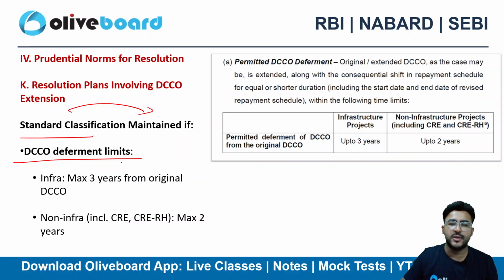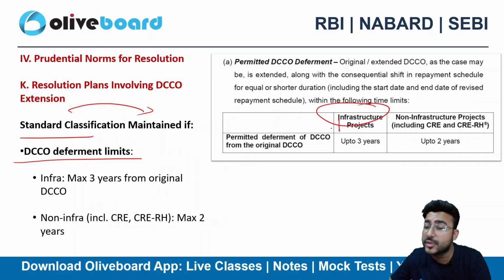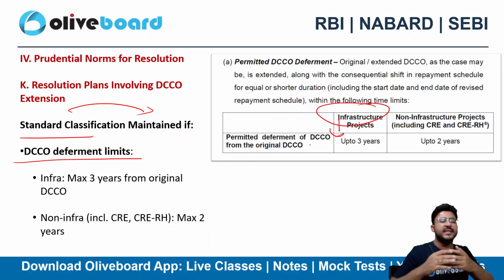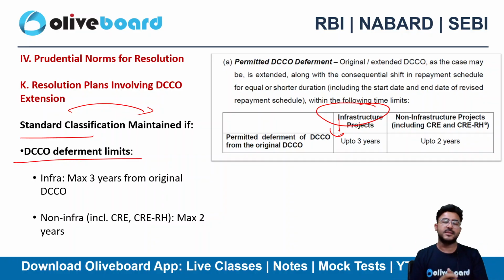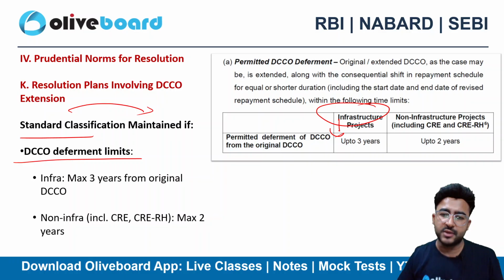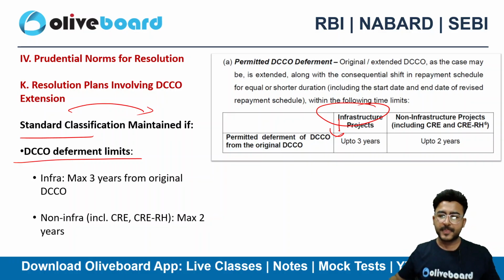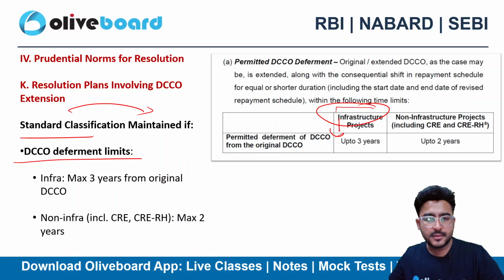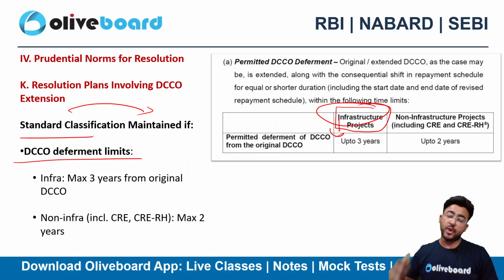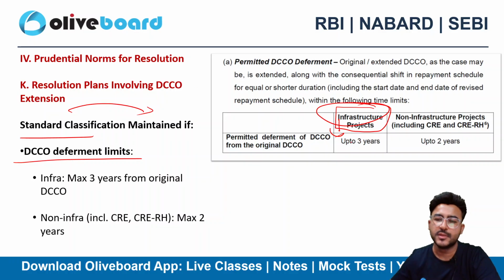If the DCCO deferment limit for infrastructure project is up to 3 years, project finances are huge projects, guys, right? It takes years. Sometimes it even takes 5, 10, 15 years to recover the money, 20 years to recover the money, right? So that's why it's quite flexible. आपको लगेगा अरे 3 साल बहुत छोटी मोटी बात है इंफ्रास्ट्रक्चर प्रोजेक्ट में, कुछ चीजों को बनने में ही सालों लग जाते हैं, राइट? So here up to 3 years for the infrastructure projects.